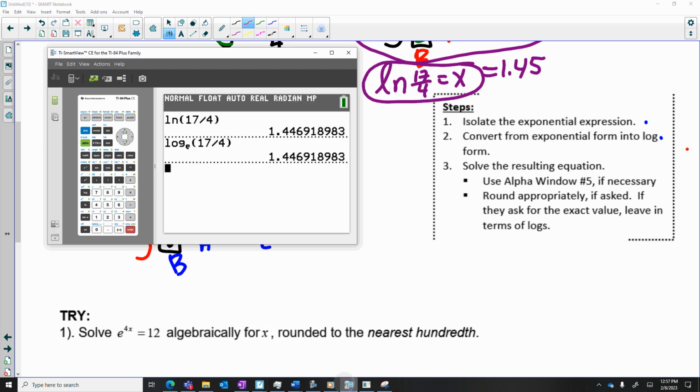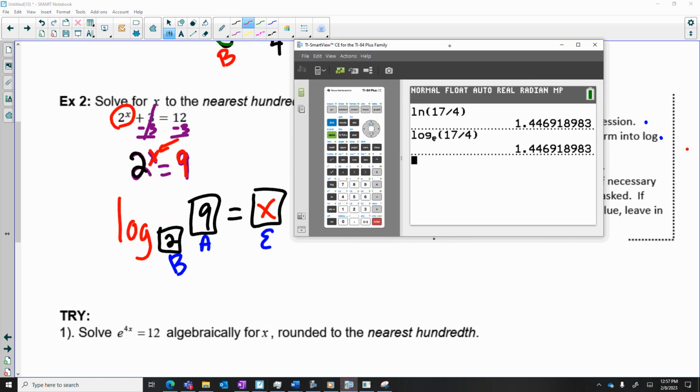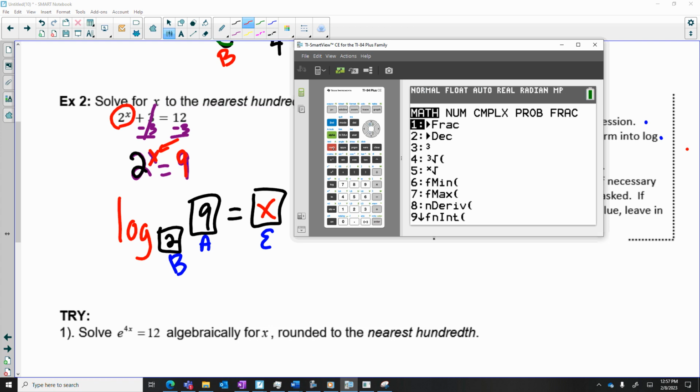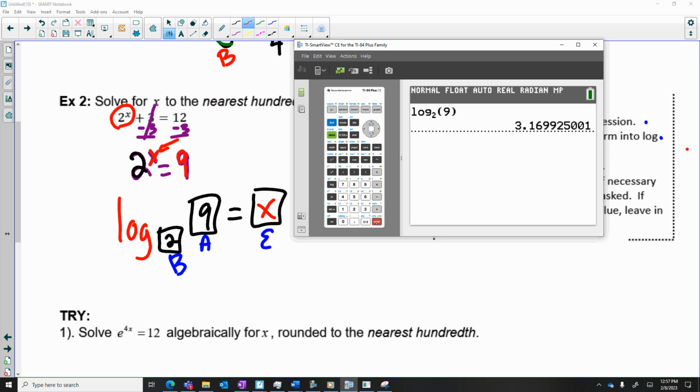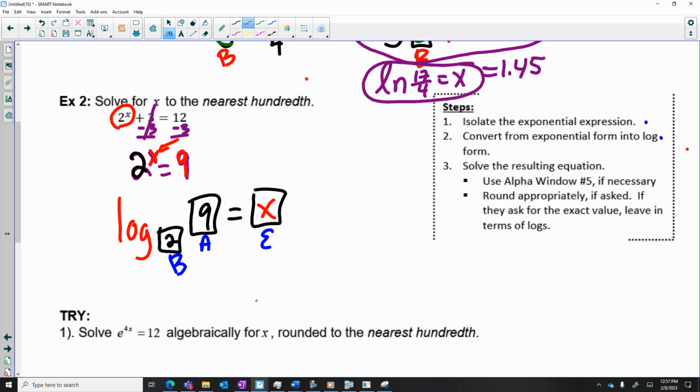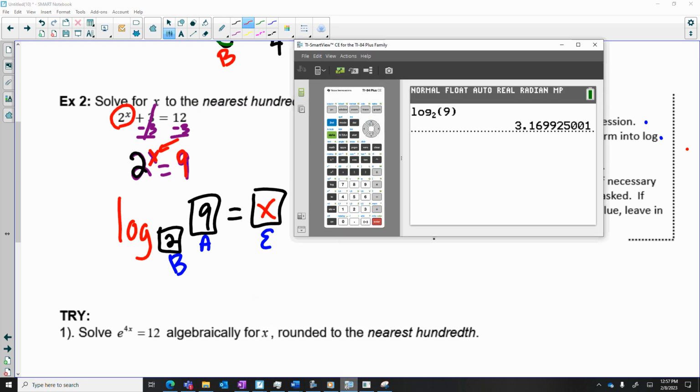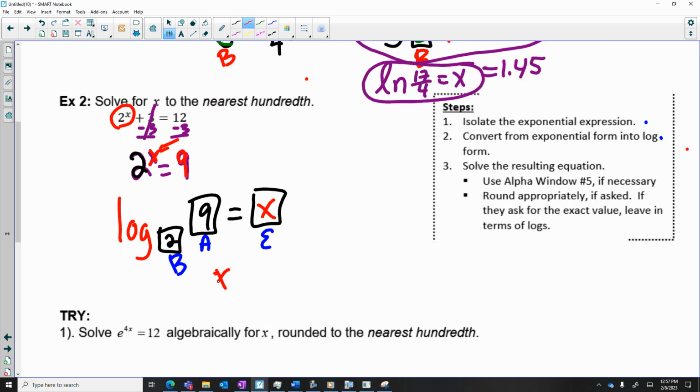And you know it's going to be a decimal. So let's put it in the calculator. We're going to press math, up, A, log base, put in your base 2, put in the 9, and hit enter. And you're going to get 3 point whatever. And it says to the nearest hundredth. So that's 2 decimal places, 3.17. So I'm hoping you guessed that the number was between 3 and 4 because 2 to the third equals 8 and 2 to the fourth equals 16. So it's going to be closer to 3, and it was.